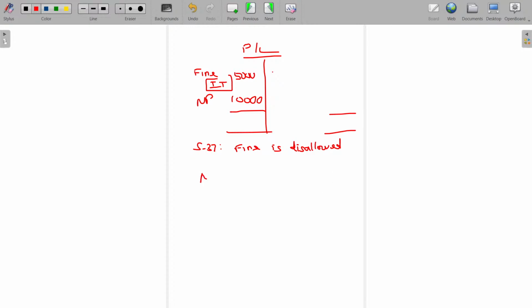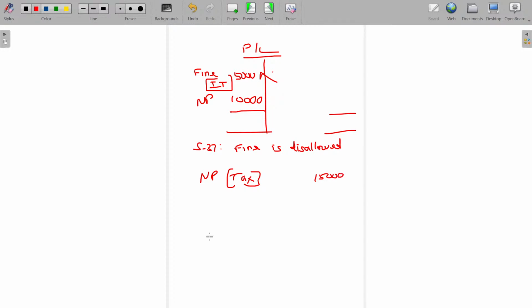Then how can we calculate the net profit for tax purposes now? It is 10,000. If you disallow this 5,000, meaning it should not be debited, and you exclude it, the profit will be 15,000. Without this expense, the profit should be 15,000.